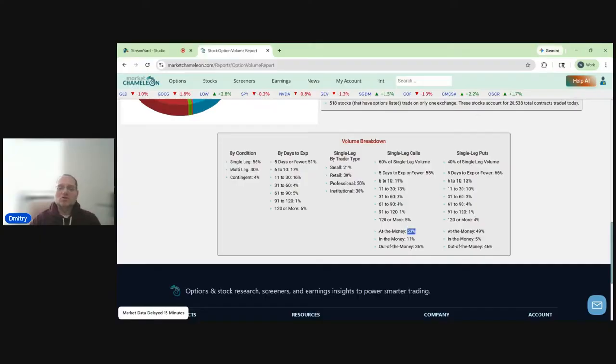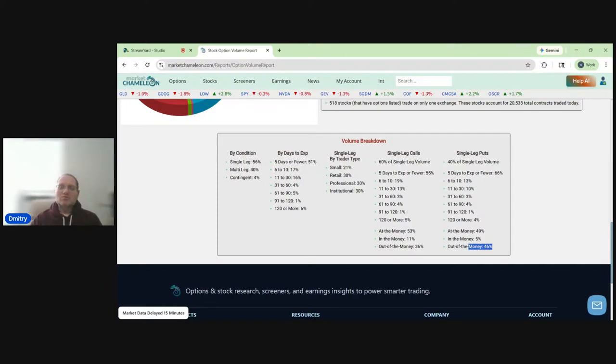And 53% in the calls were at the money, 49% of the puts were at the money. And not as many in the money options; 36% of the calls were out of the money, while 46% of the puts were out of the money in single puts. So this shows us what strikes traders tend to target relative to where the stock price is on that day.